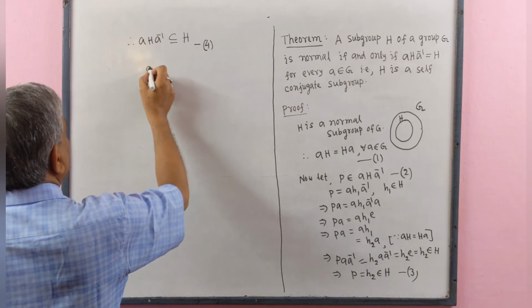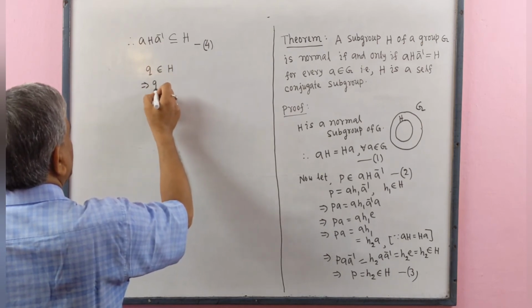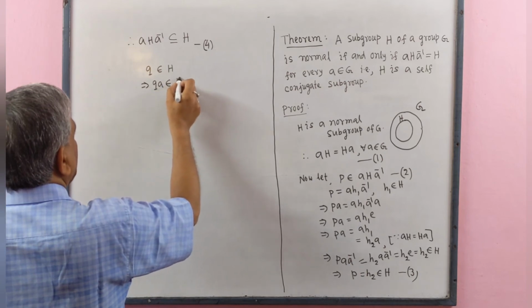Again, let q belong to H. Implies that qa belongs to Ha.